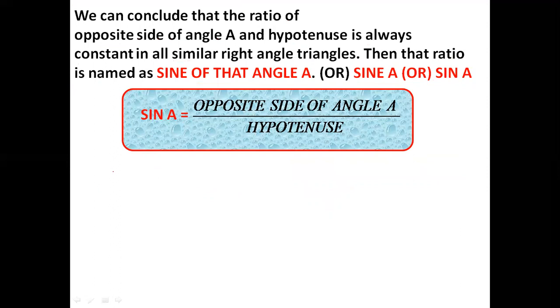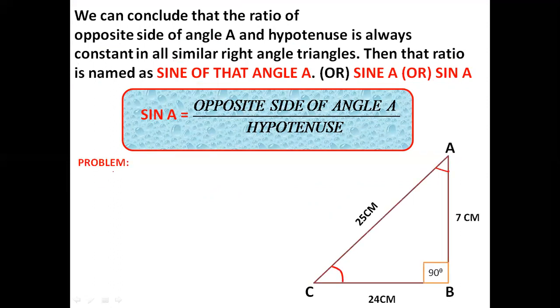Here we take one problem. I'm taking a triangle ABC, a right angle triangle with the right angle at B. AB length is 7 centimeters, BC length is 24 centimeters, and AC length is 25 centimeters. So what is the hypotenuse? AC is the hypotenuse, which is opposite to 90 degrees. So the hypotenuse length is 25 centimeters.